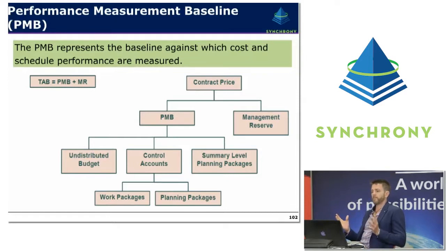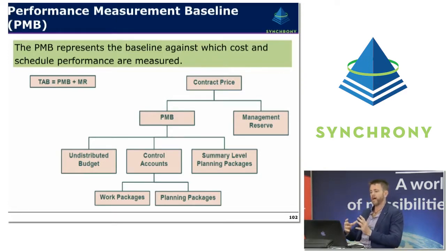So the performance measurement baseline, against which all the cost and schedule performance will be measured, can be broken down into a number of chunks, if you like, or different cost types. So there's the overall contract price, which is made up of the performance measurement baseline and management reserve. The performance measurement baseline, the majority of it would normally sit in control accounts, particularly for a fairly well-defined project. And those control accounts would be made up of work packages and planning packages.